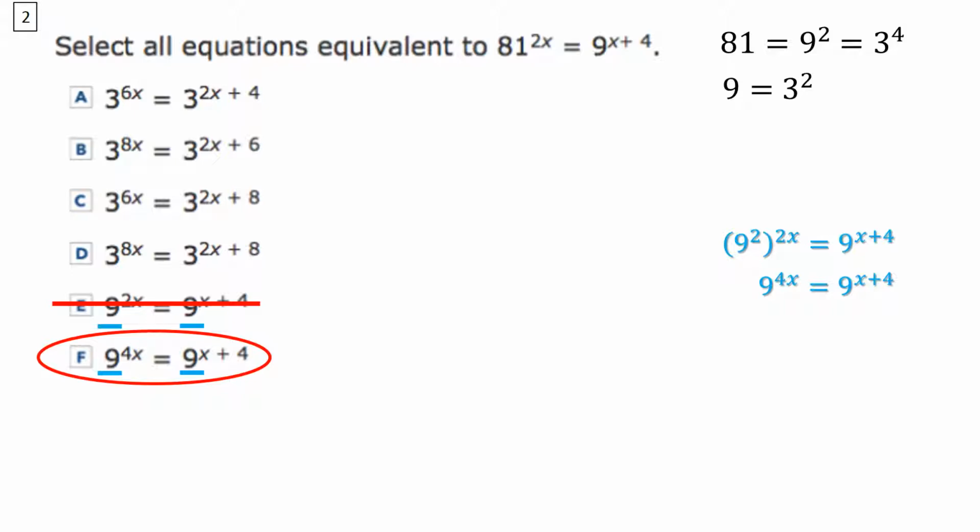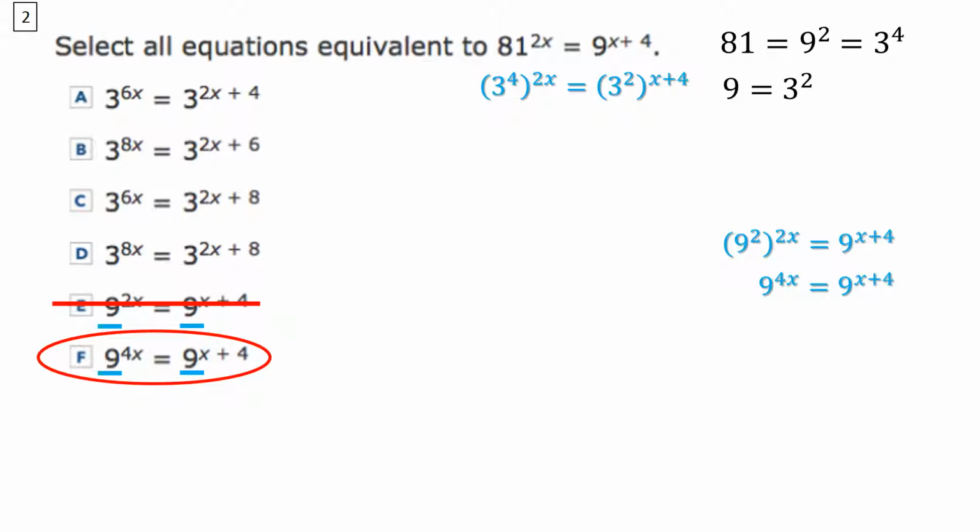All have 3 as the base. So we're going to need to rewrite our bases as 3. 81 is 3 to the 4th. 9 is 3 squared. So where we got an 81, we put a 3 to the 4th. Where we got a 9, we put 3 squared and get that.